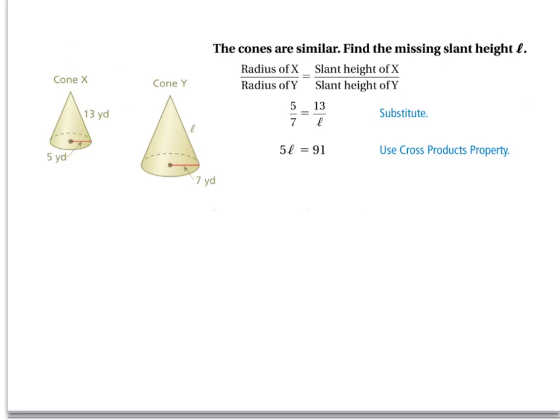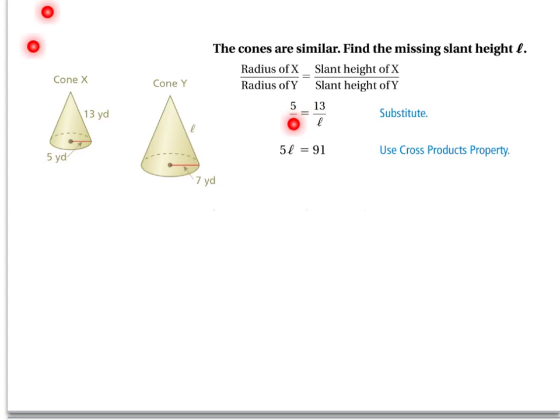We did a lot of this kind of stuff when we looked at similar triangles. As it says here, the cones are similar, and we need to find the missing height. So you need to set up a proportion between cone X and cone Y. I joked around a lot, compare apples to apples, and don't compare apples to oranges. They've already set it up for you, 5 over 7. Well, they did the 5 here to the 7, so if I'm going 5 to this 7, then I'd go 13 to that length, and that's what they've done there.